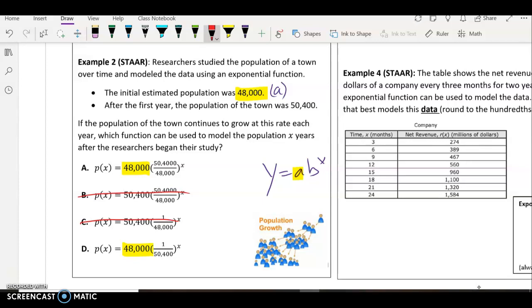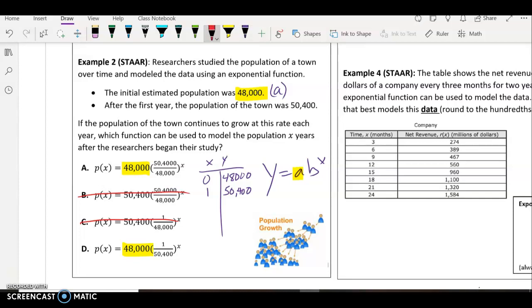And it says after the first year, the population of the town was 50,400. So this one actually didn't give you a percent that you were increasing or decreasing by. We can tell it was increasing though, but making a table really helps. We initially, so 0 time has passed, we initially had 48,000. But after 1 year, we now have 50,400. So see, I made a table. Initial means no time has passed. X is the number of years, and Y is what the population was.